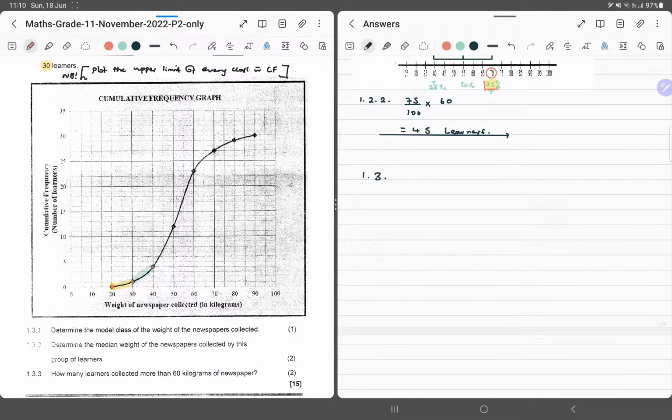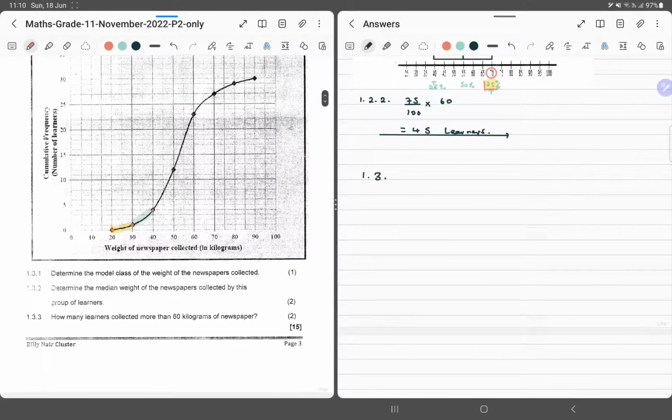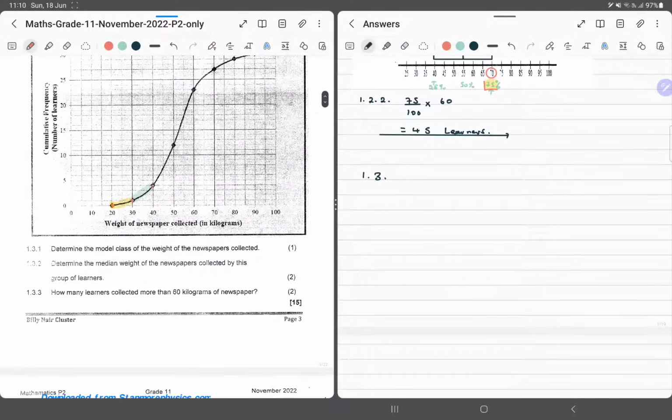Please be able to read any graph that you are given, especially when it is part of your syllabus. Now let's see, determine the modal class. The modal class is the class that becomes the steepest in terms of gradient. And if you look at these gradients, you will see that these ones are slow, but the critical point is at this gradient here.